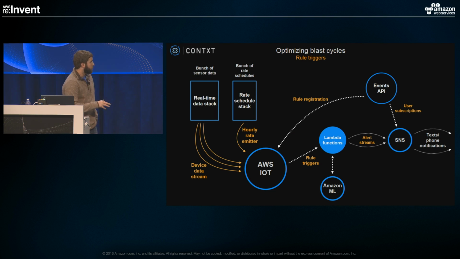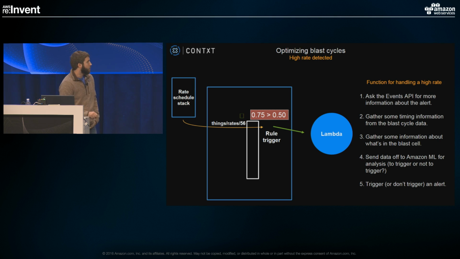So we've triggered a rule. It goes to a Lambda function, and now we have to actually get into the dirty work. So what do we do? The first thing is we need to ask the events API for more information about the alert. If I'm Lambda, I'm just looking at a specific piece of payload, so I need to ask the events API, hey, is there any other alert that is dependent on this trigger? In this case, there is. You need to start looking at the actual blast cell data as well.